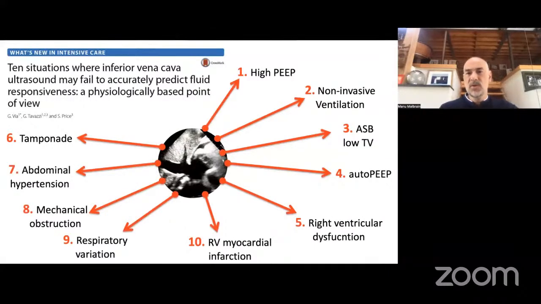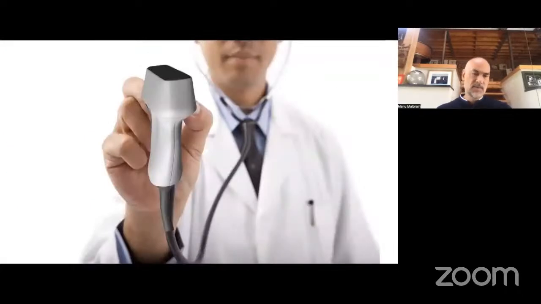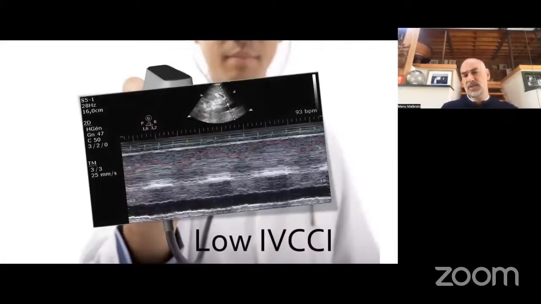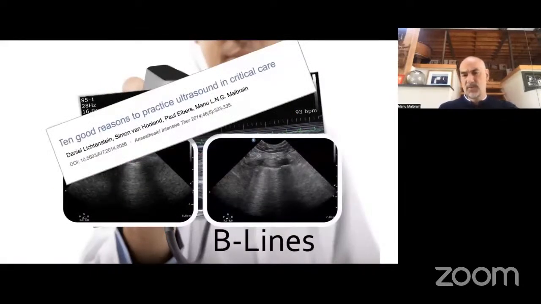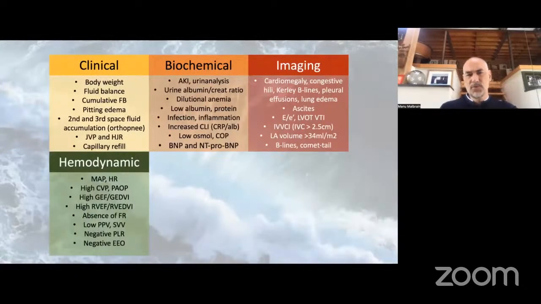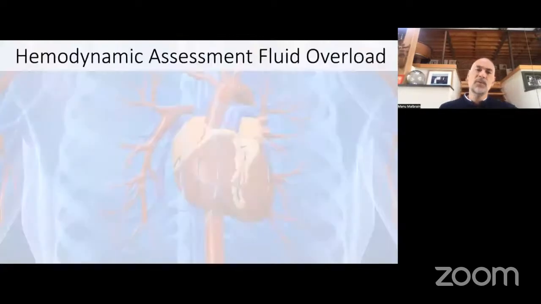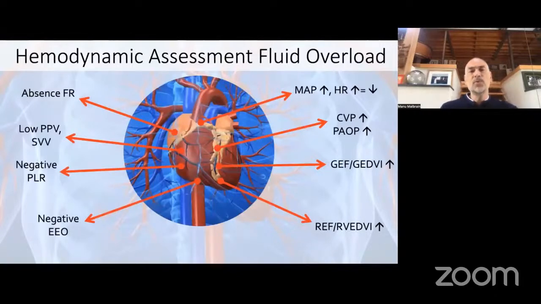of limitations. And for instance, the presence of high PEEP or auto PEEP or right ventricular failure or abdominal hypertension may play a role. So I wouldn't go for the inferior vena cava collapsibility index, although the ultrasound is the modern stethoscope, and could be used for other signs, for instance, the presence or disappearance of B lines. So clinical, biochemical, and imaging techniques, but let's focus on some other hemodynamic, organ function, and some options for the future.